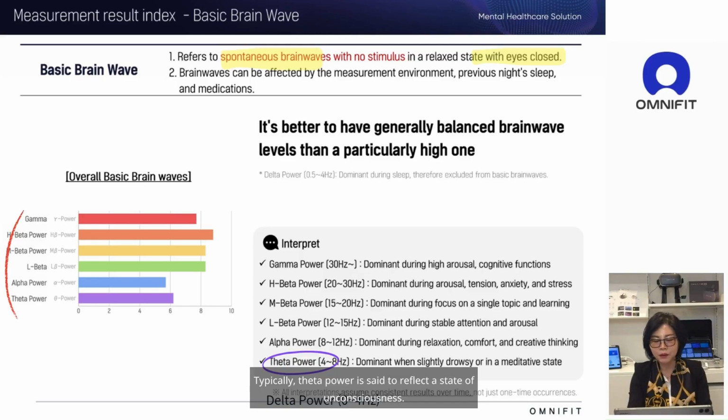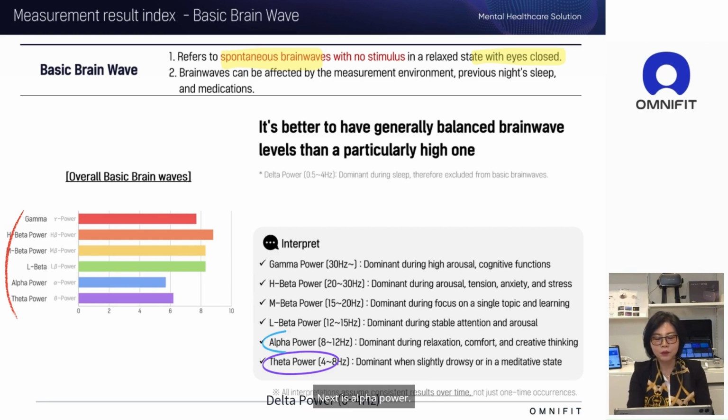Typically, theta power is said to reflect a state of unconsciousness. It tends to appear predominantly when you're a bit drowsy or in deep meditation. Also, in infants and young children, theta power is the dominant frequency, meaning it's the frequency that appears most prominently.